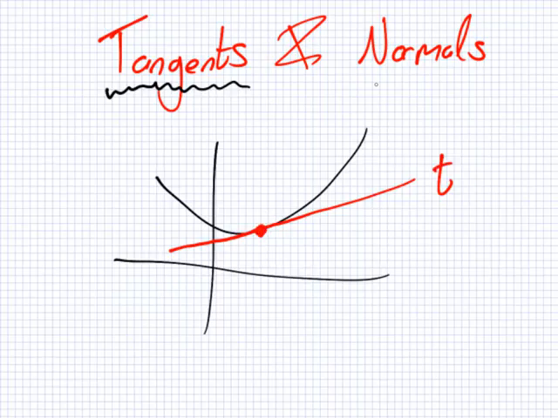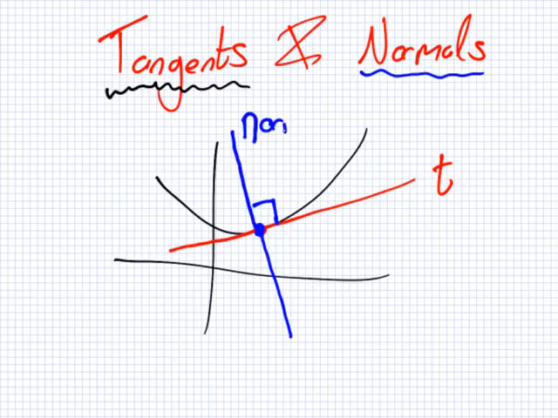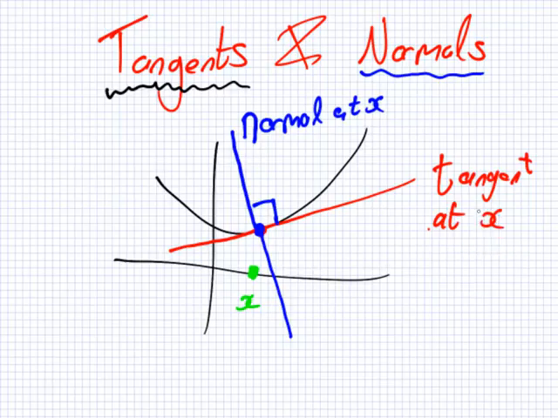Does anybody know what normal means? Very good, yeah. The normal is the line which is perpendicular to the tangent. That's all. So that's not too bad. So just write those two words down and the picture as well to help you remember. So this one is the normal at x, and here is x, and this one is the tangent at x. Can you write that down, please?